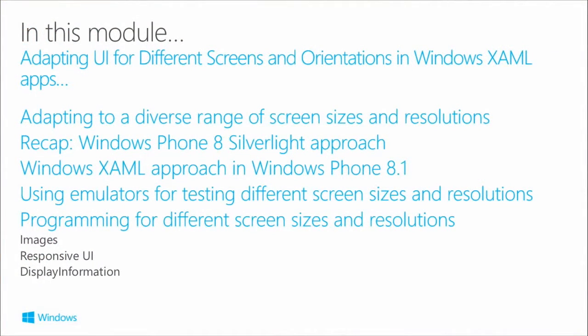In this module, we're going to cover adapting to that diverse range of screen sizes and different resolutions across phones and tablets. We're going to talk about what the Windows Phone 8 Silverlight approach was and how that compares to what we're going to be doing with Windows XAML and Windows Phone 8.1. Then we're going to use the emulators to test some of those different screen sizes and resolutions, which is really great unless you want to hoard about 30 different devices and test what it looks like on every single device. And then finally, we'll get into some of the nitty-gritty details of programming for different screen sizes and different resolutions.